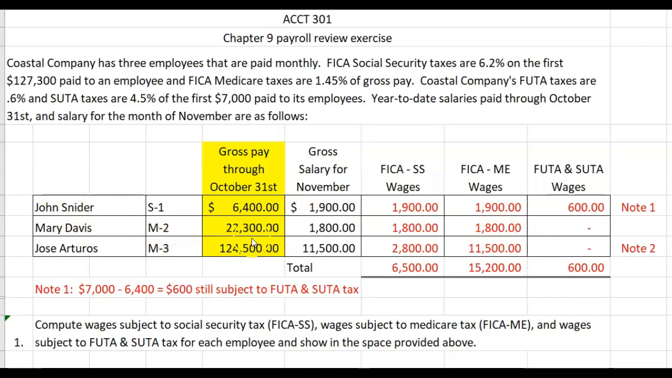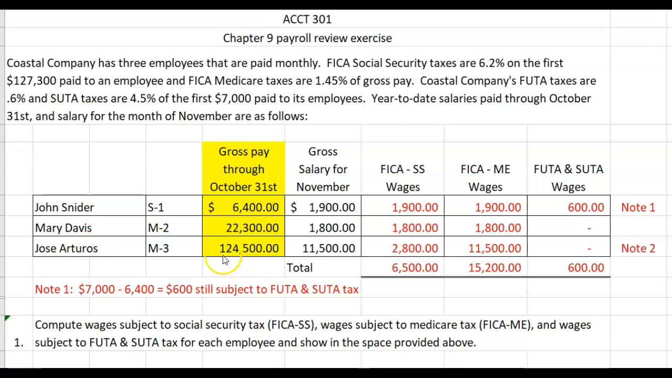But take a look at the wages that she was paid before November 1st through October 31st. That's well in excess of the $7,000 wage base for FUTA and SUTA. So all FUTA and SUTA tax has already been paid on Mary Davis's salary for the entire calendar year, and none of her November wages are subject to FUTA and SUTA tax. Let's take a look at Jose Arturos.